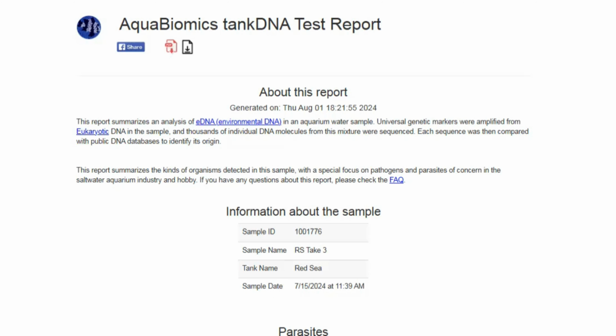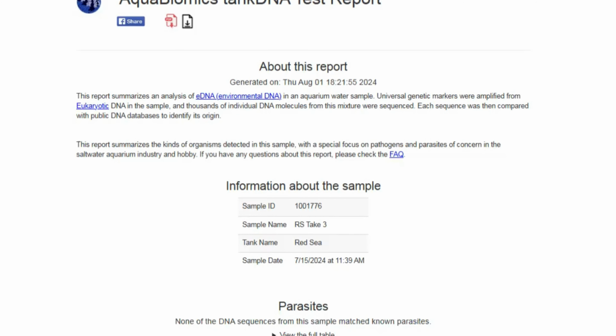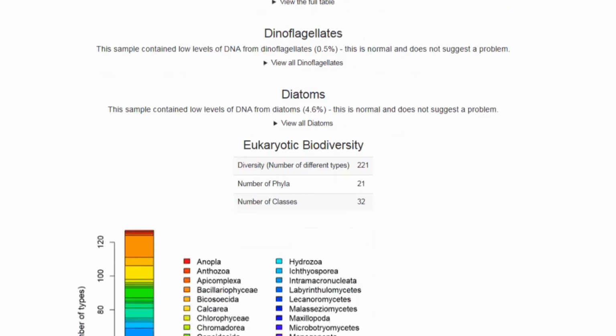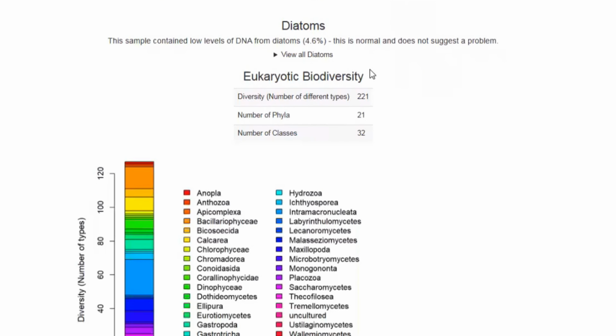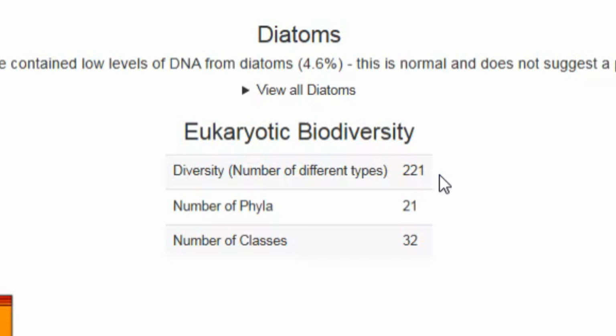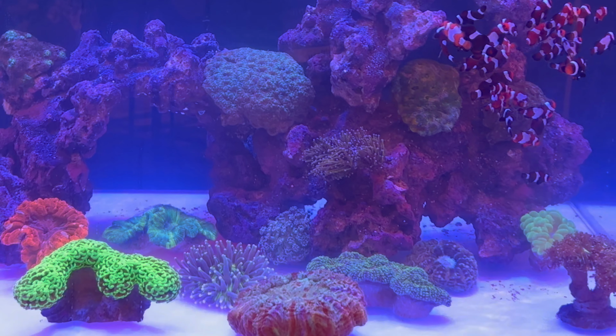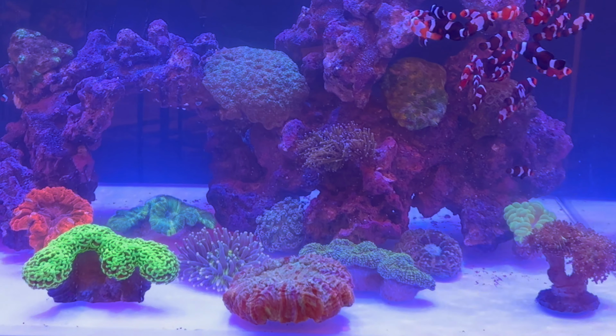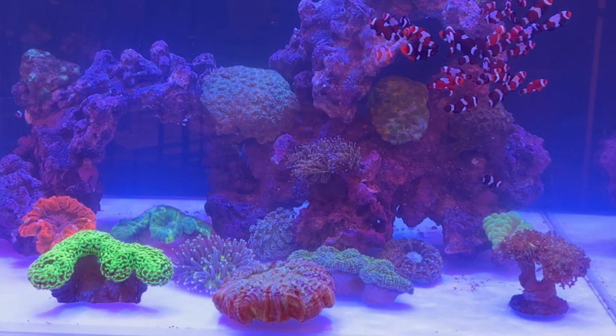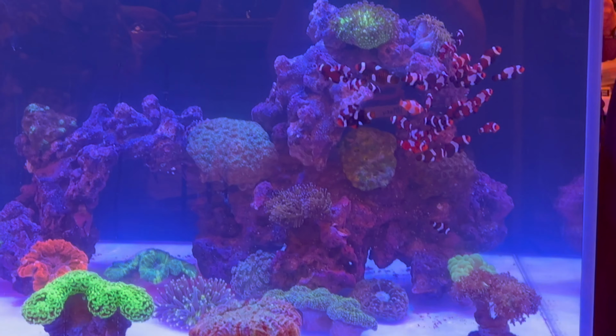A couple of things I look at to answer that question. One is right here, the diversity. 221 different types of DNA sequences were detected in your sample. That absolute number probably doesn't mean much to the average user, but since I've looked at a lot of these reports, I have the sense that if you have more than 200 different types in your sample, it's probably a reasonably complete picture of what's in your tank.